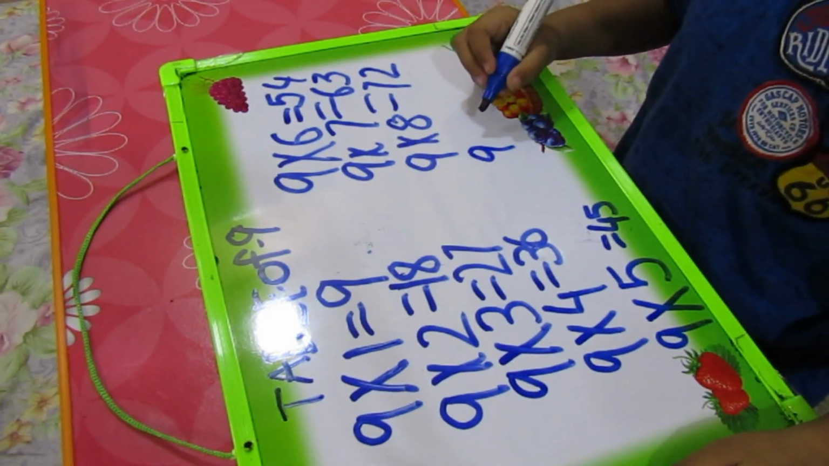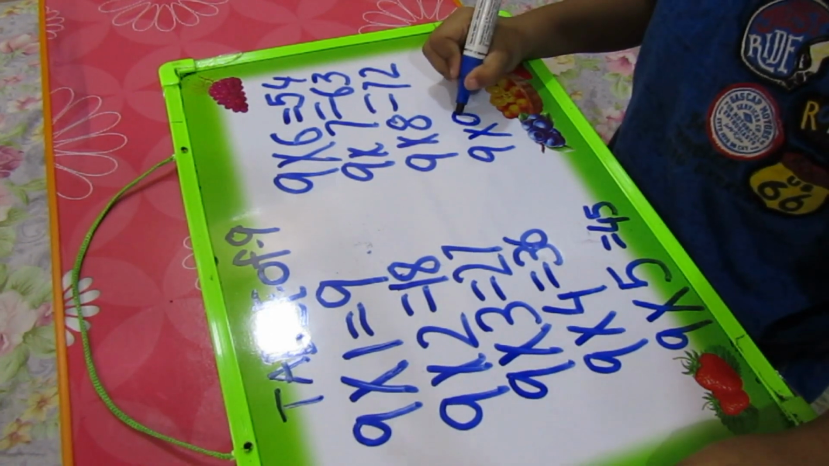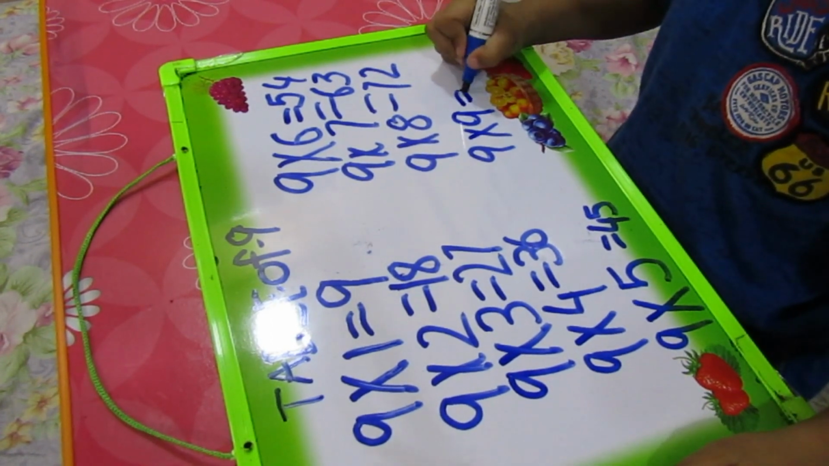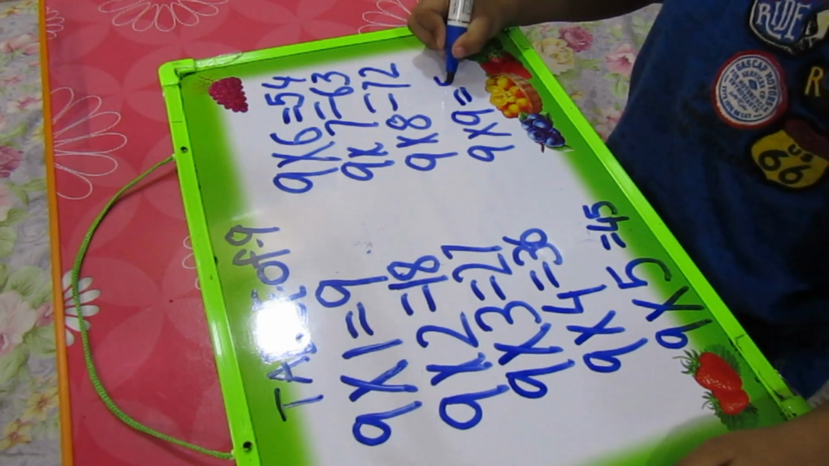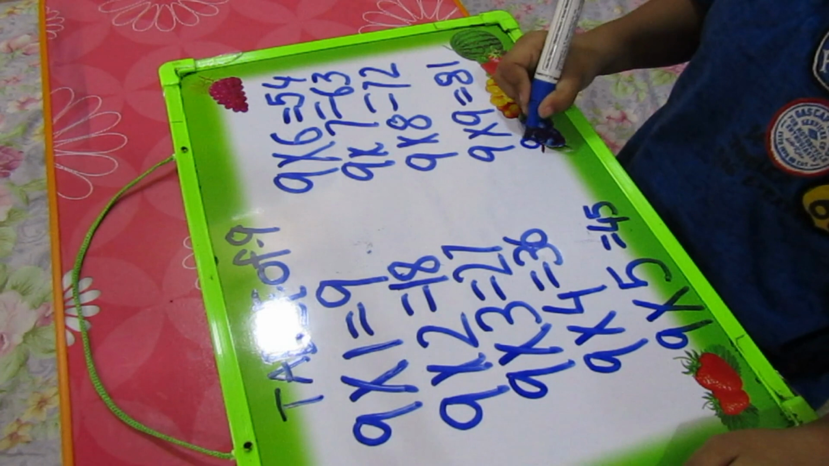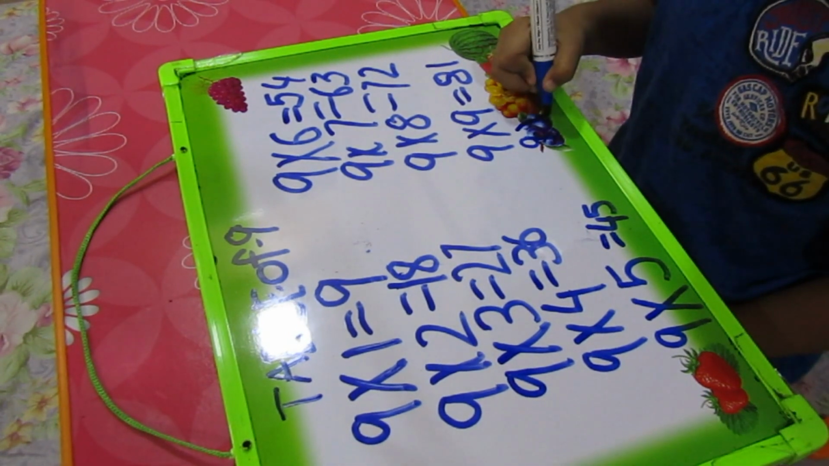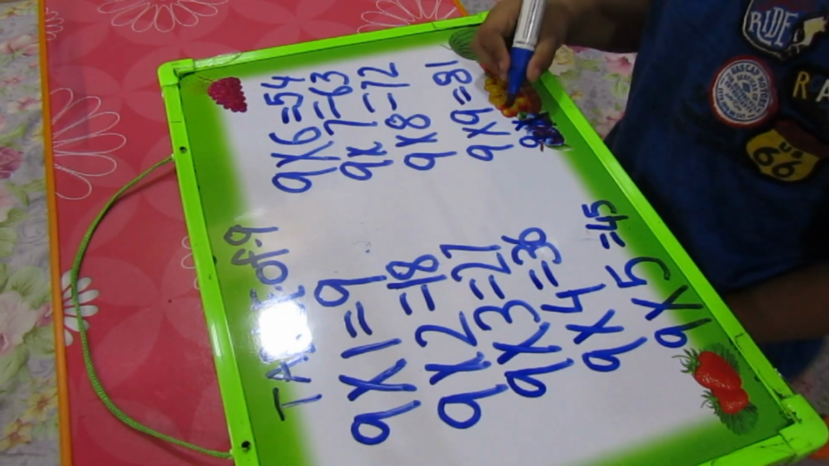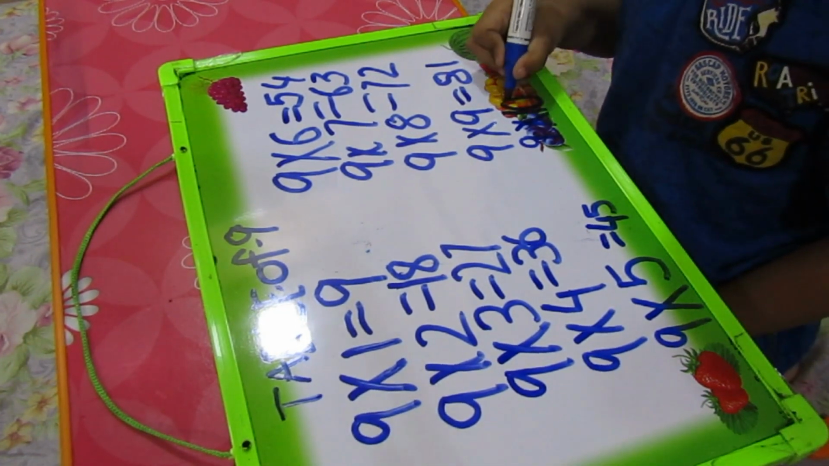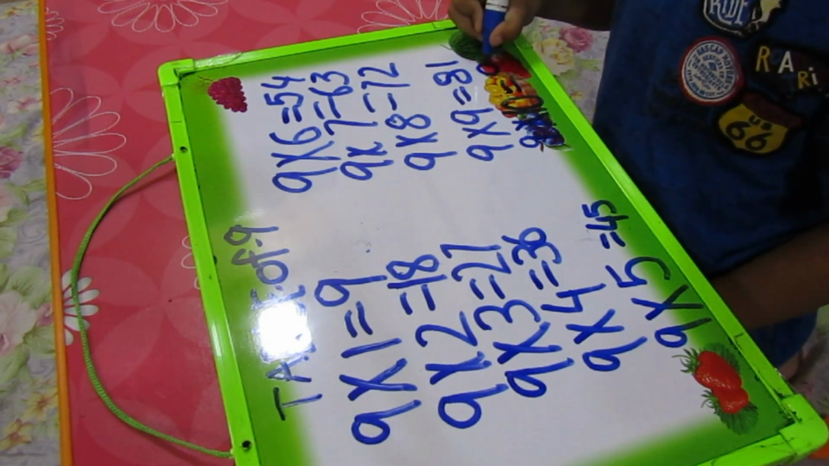9 times 9 equals 81. 9 times 10 equals 90.